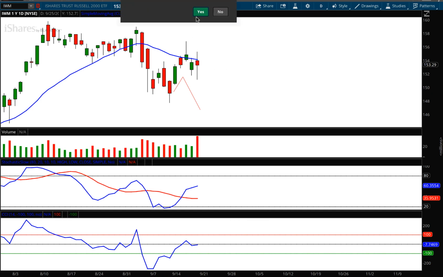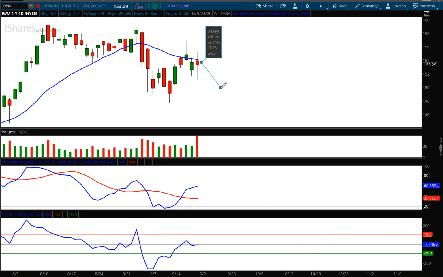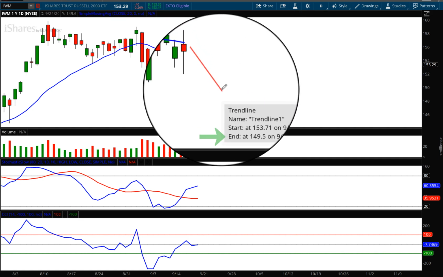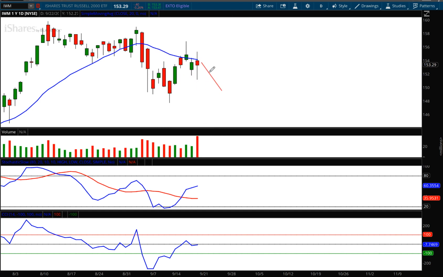Let me just clear this line. Again, not all markets move exactly the same. I think the Russell 2000 is going to drift lower. And right there, my target is going to be 149.5. For those of you that are noting that, keep an eye on whether or not we hit that target next week.